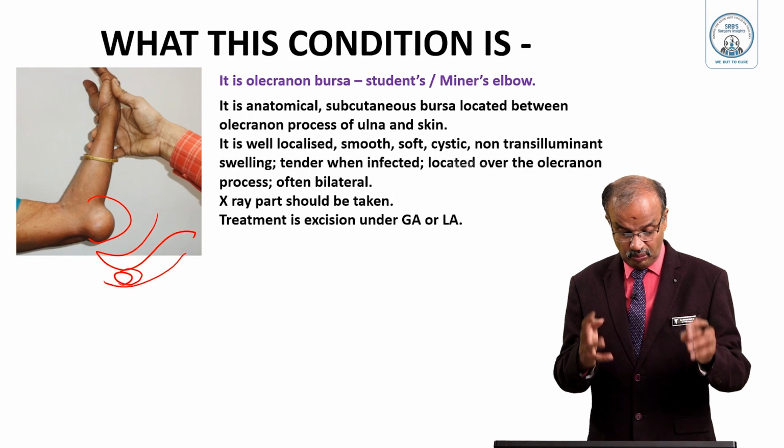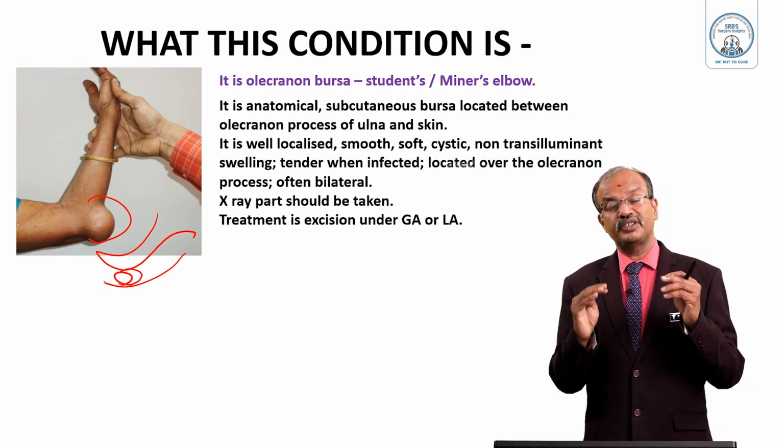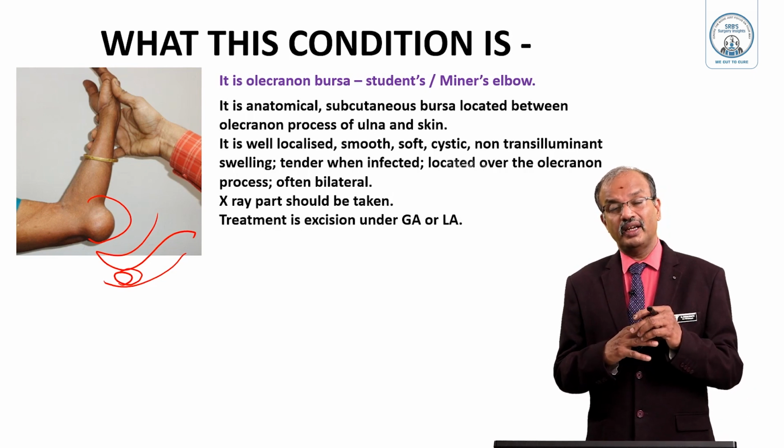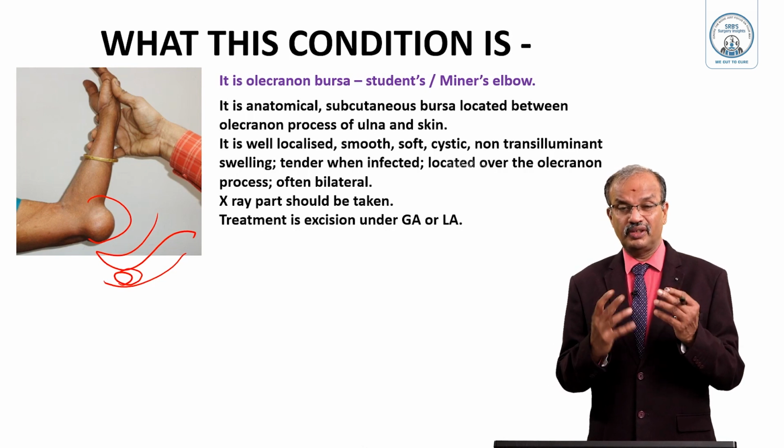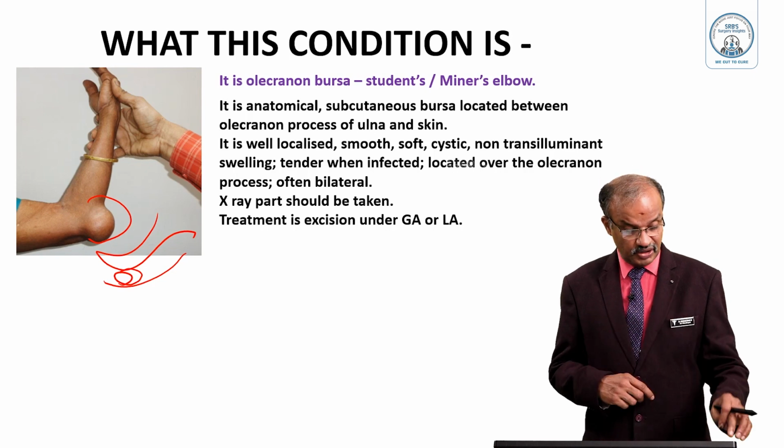X-ray of the part should be taken, and treatment is excision under GA or local anesthesia. Excision is quite easy because usually it is in the subcutaneous plane. So technically it is very easy to remove this olecranon bursa.